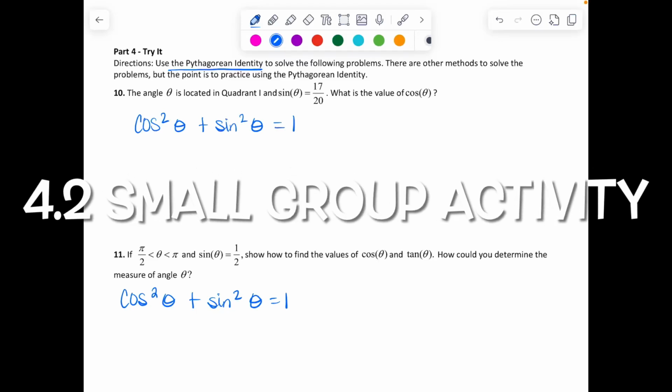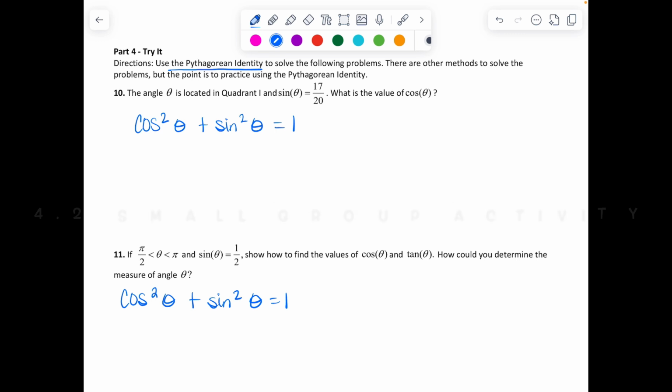So this is part of your investigation with your small group. We're going to look at 10 and 11. Those were the most challenging for most of you. So you discovered throughout the investigation that the Pythagorean identity is cosine squared of theta, or x, plus sine squared theta equals 1. Of course, you can have sine first and cosine second, like we talked about in class.